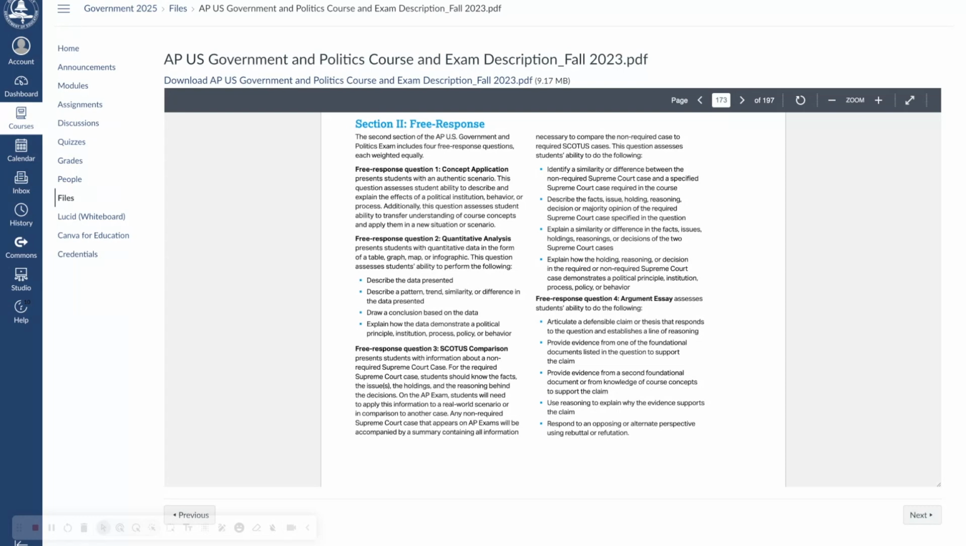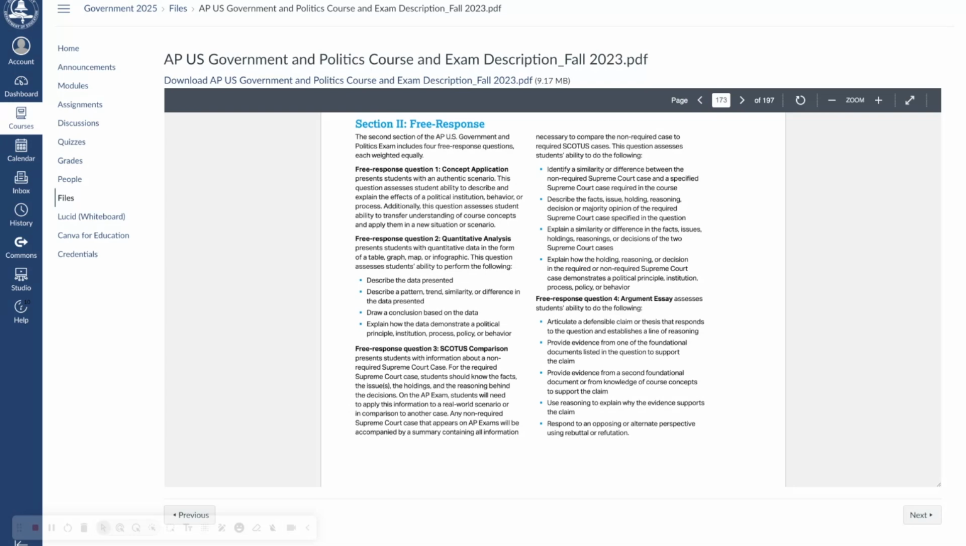Free response question number 2 is a quantitative analysis. In a quantitative analysis, it's more in the form of a table, graph, map, or infographic. As you look at that, you're going to want to think, what does this say? The question assesses the student's ability to describe the data presented, describe a pattern, trend, similarity, or difference in the data, draw a conclusion based on the data, and explain how that data demonstrates a political principle, institution, process, policy, or behavior.